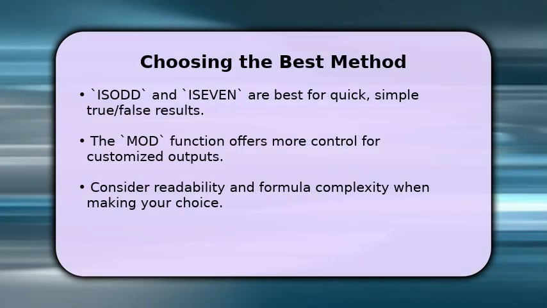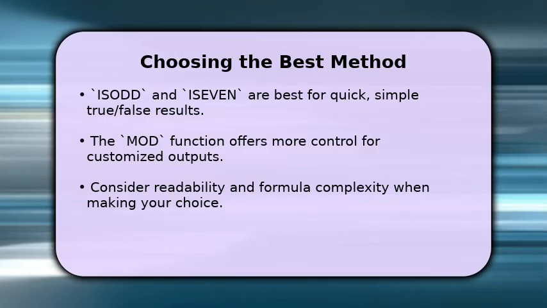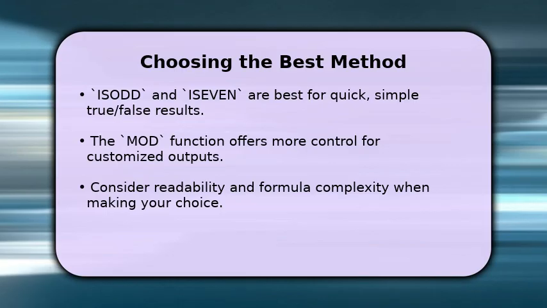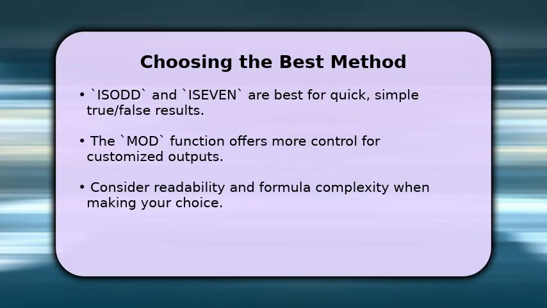When deciding between these methods, consider your specific needs. For straightforward true or false answers, ISODD and ISEVEN are unmatched in their simplicity and clarity. If you require custom text outputs, like odd or even, or need to embed the parity check within a larger, more intricate formula, the MOD function combined with an IF statement is your superior choice. Both approaches are highly efficient, so select the one that best aligns with your formula's purpose and your desired level of detail.